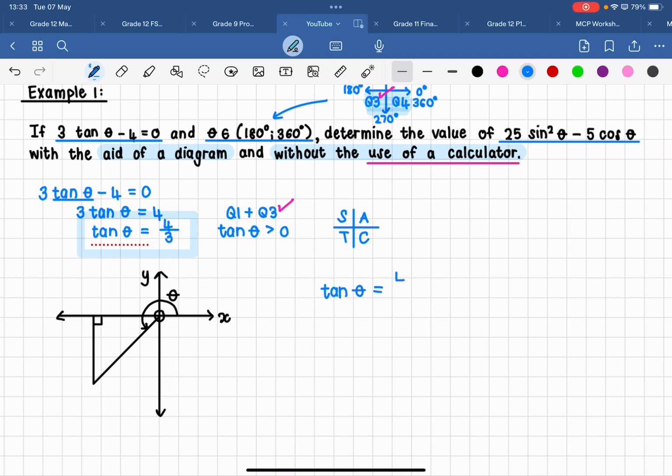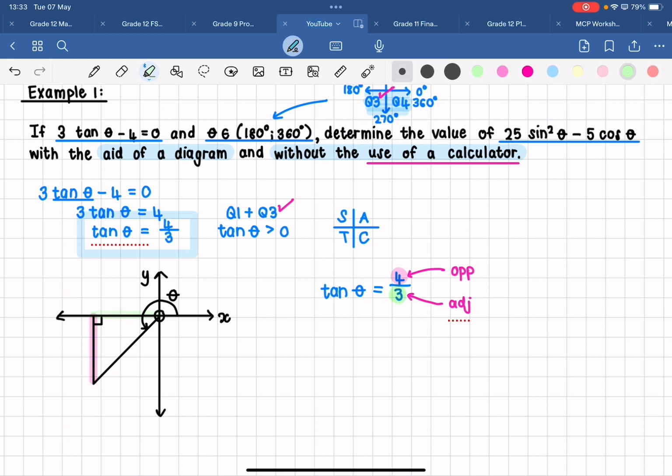Remember, we solved for tan theta and we saw that tan theta is 4 over 3. Now, remember, guys, that the definition of tan is opposite over adjacent. So on this triangle, we have an opposite side, which is going to be this side. And we have an adjacent side, which is going to be this side.